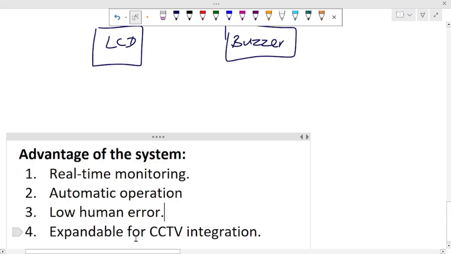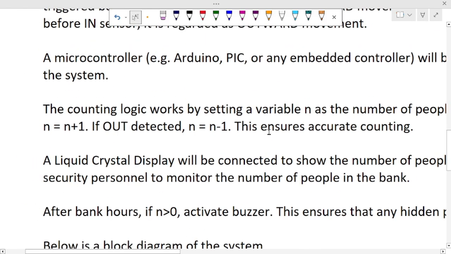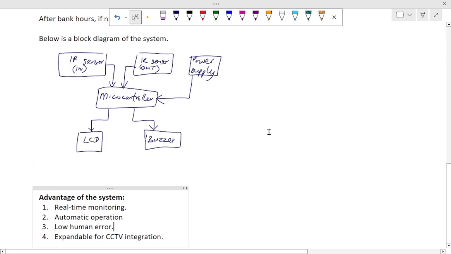Then expandable for CCTV integration. Because all we did here, we did not mention CCTV, but the point is that it's what? Expandable. So that's all for this video.